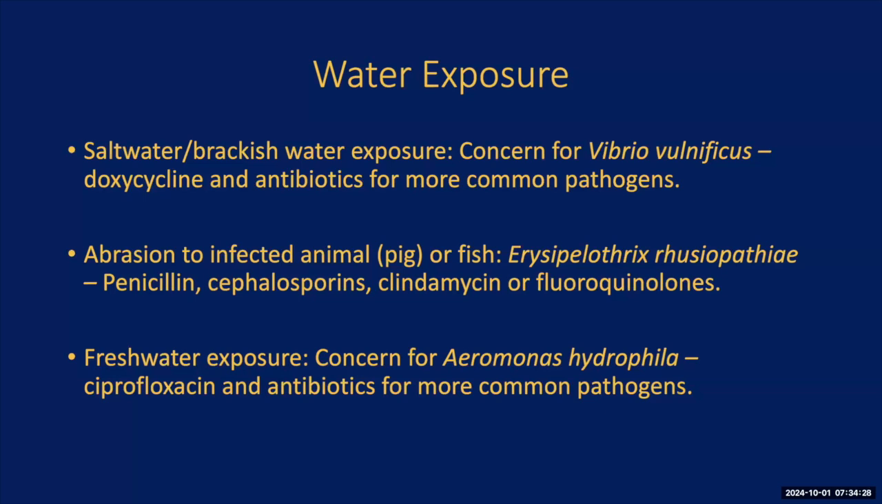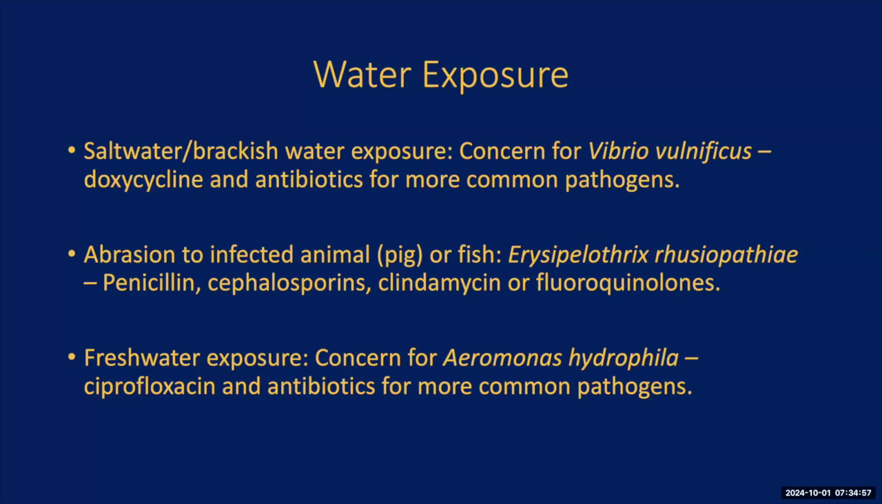And typically, in addition to what you would typically use for a skin and soft tissue infection, for example, cephalexin or penicillin, you would also want to use doxycycline because your typical antibiotics that you use for a skin and soft tissue infection, cellulitis, they do not have activity against Vibrio vulnificus. So you want to, in addition to that, add doxycycline as well.